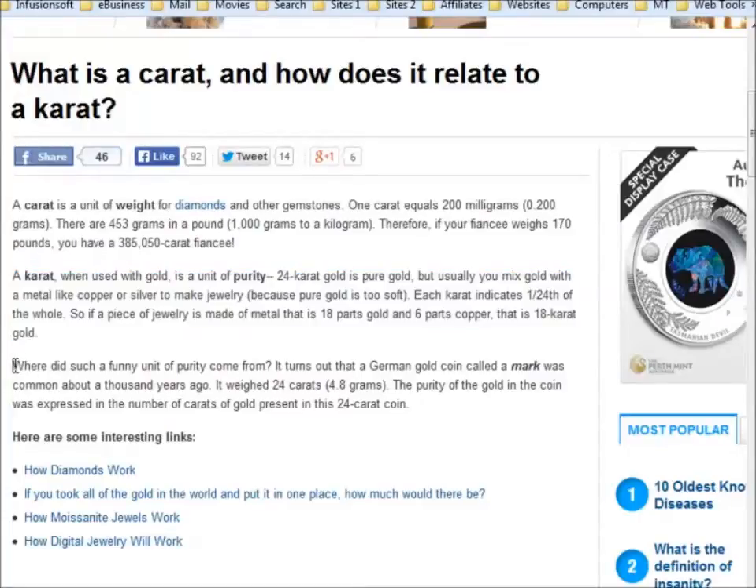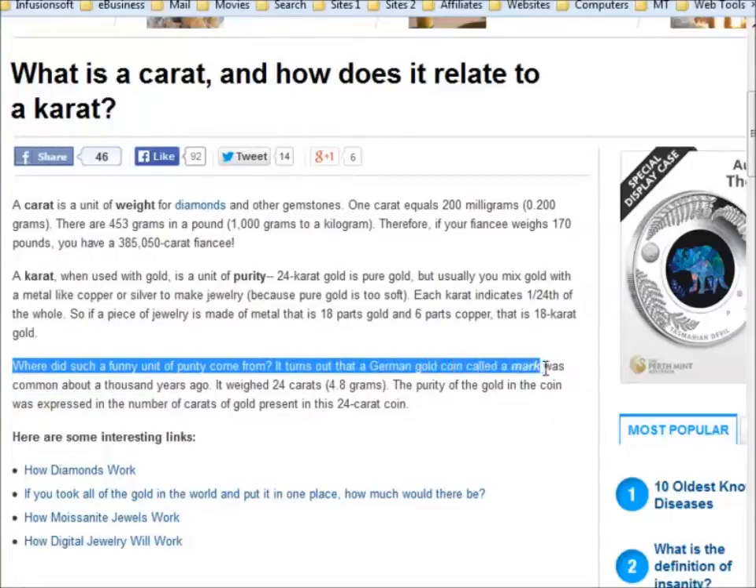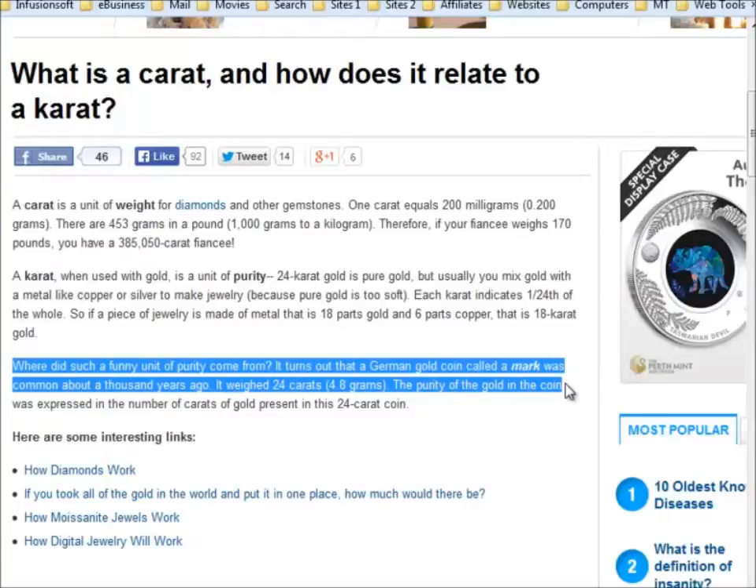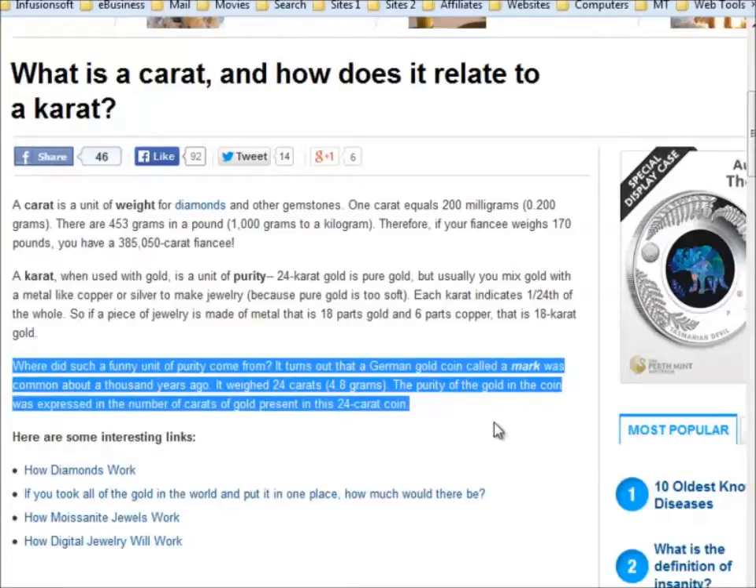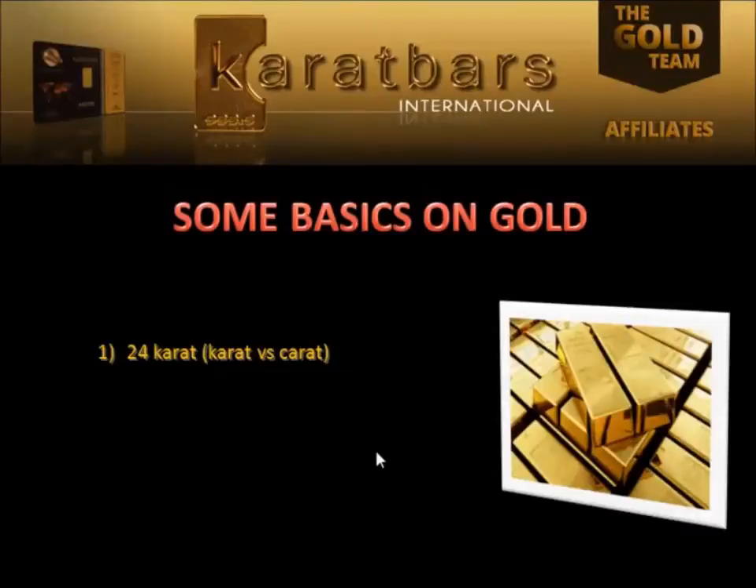This is interesting. Where did this funny unit of purity come from? It turns out that we got it from the Deutschmark 1,000 years ago. There was a coin, and it weighed 24 carats, or 4.8 grams. So the purity of the gold in the coin was expressed in the number of carats of gold present in the 24 carat coin. I thought that was very interesting. So that's the difference between a K and a C. The C is to do with weights regarding precious stones, such as diamonds, and K with a carat is to do with the purity of gold, and 24 carat is regarded as pure gold.